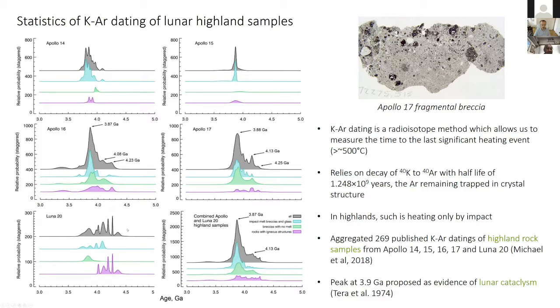Interestingly, in Lunar 20, this peak is not so strongly developed. There's some older material there, and we'll come back to that later. When everything is totaled together, this peak is very strong indeed. It's marked here at 3.87, and this led to the idea that something special happened on the moon at 3.9 billion years, and the idea at the time was that there was a lunar cataclysm. So something happened on the moon that meant that there was a very large amount of impacting going on.